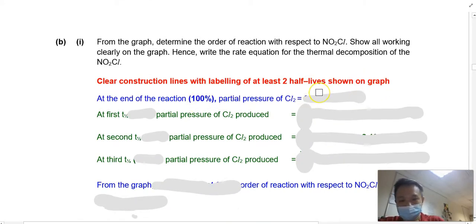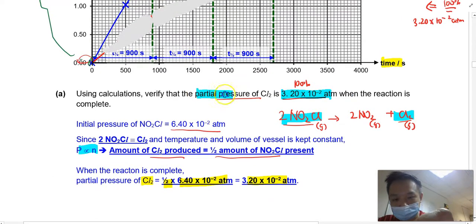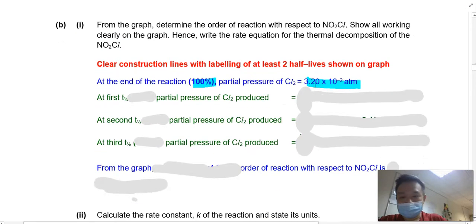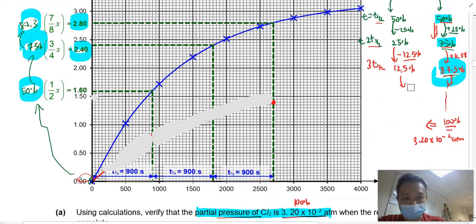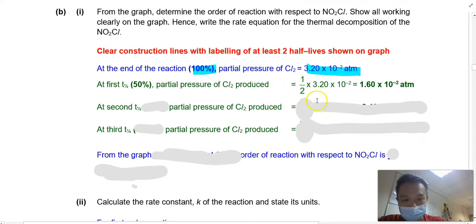So basically, if you understood the explanation, at 100% is 3.20 times 10 to the power minus 2, because this is what we've calculated in part 1. Partial pressure of Cl2 will be 3.20 when the reaction is complete. When the reaction is complete, you have 100% products. So at the first T half, 50% is formed. Again, why 50%? It's based on this concept over here. Reactant from 100 to 50, there's a decrease in 50, products will increase by 50. So 50% of 3.2, 1.6.